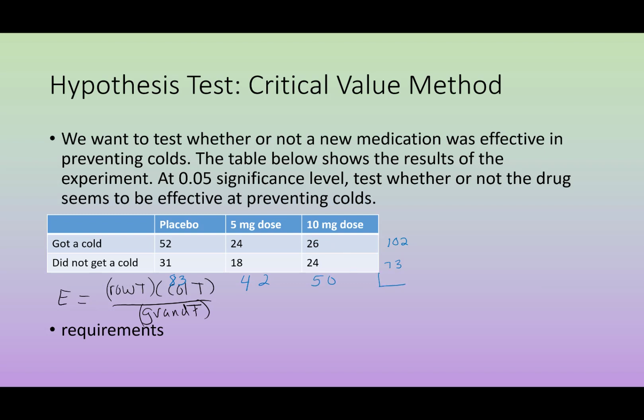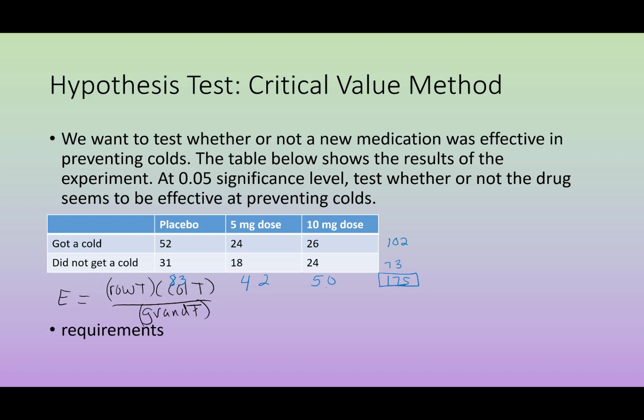And then my grand total I'm going to put down here in the very far right. If I add up my 102 and my 73, I'll get 175. Or you could have added the 83, the 42, and the 50, and you'll still end up with 175.